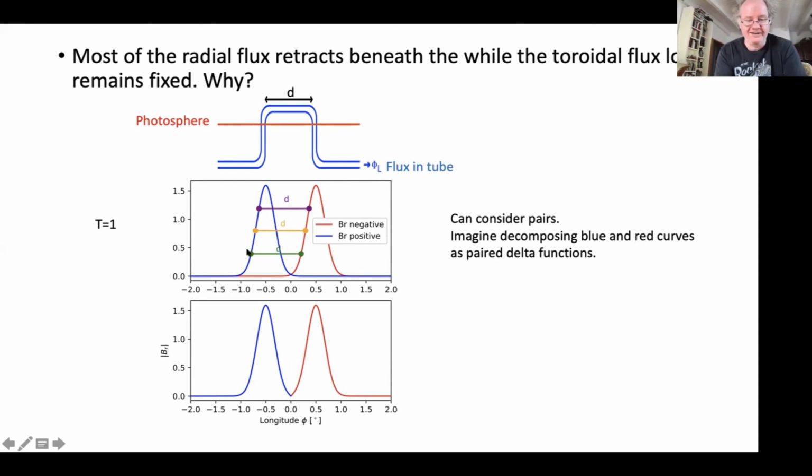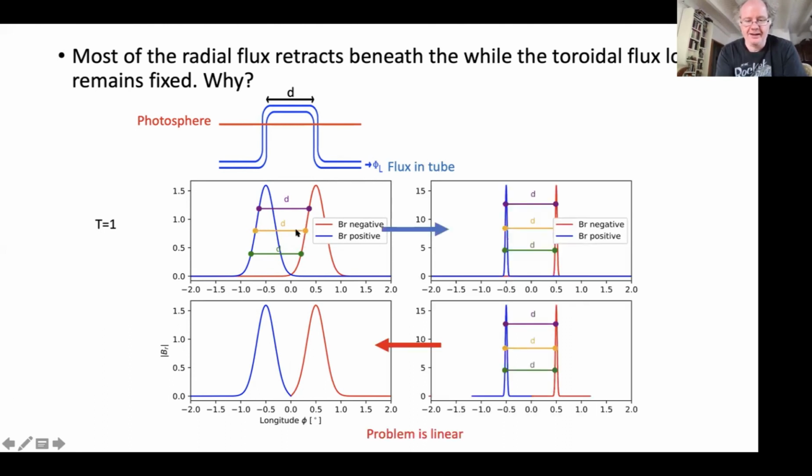We compare all the points, the positive point and the negative point. You can imagine that this consists of a little delta function here, a little delta function here, and the yellow one is another delta function, so now we have pairs of delta functions. Because the problem is translationally invariant, we can just push all these back together again, so all the delta functions are on top of one another. Because the system is linear, the toroidal flux has not changed.